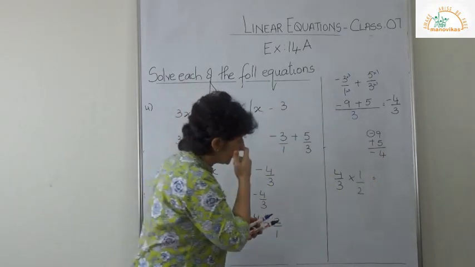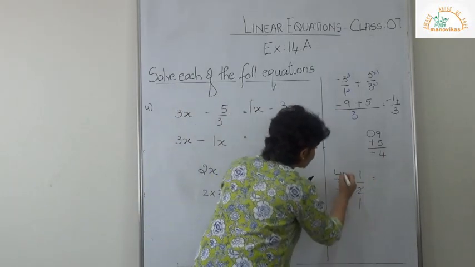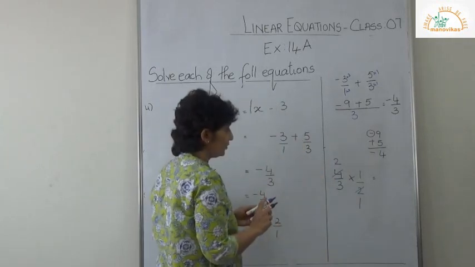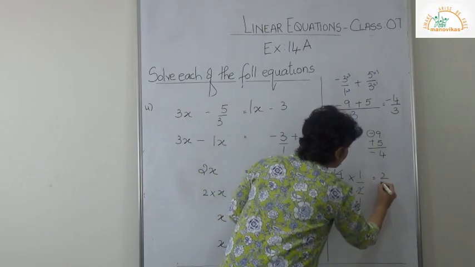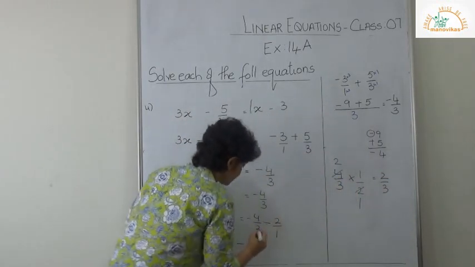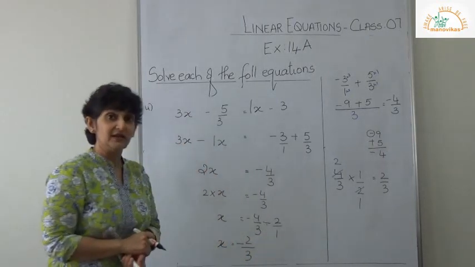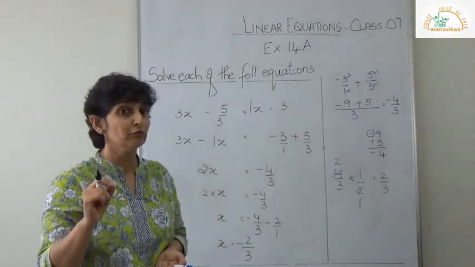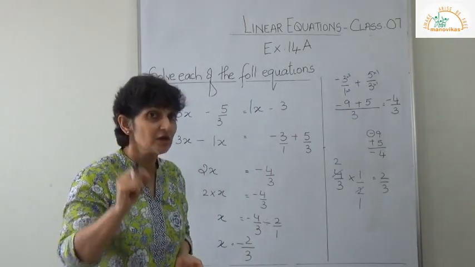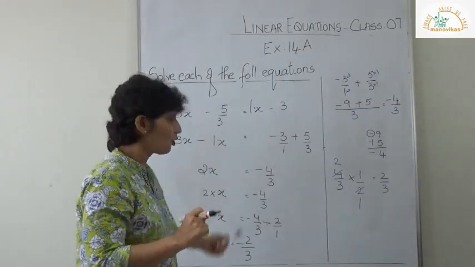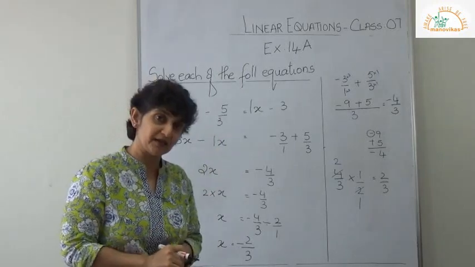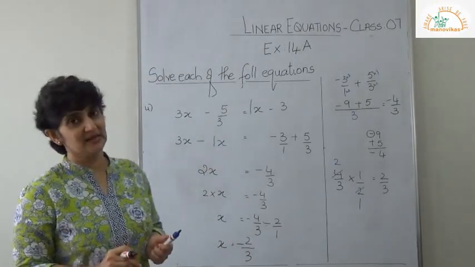Let's cut the common numbers. 2 1s are 2, 2 2s are 4. So when I reduce, what do I get? 2 upon 3. So my answer is minus 2 upon 3. I hope this is clear with you. Please see that when you work out, you're very careful and you show each and every step. Let's move on to the next sum.